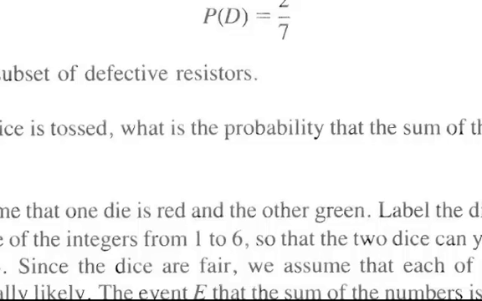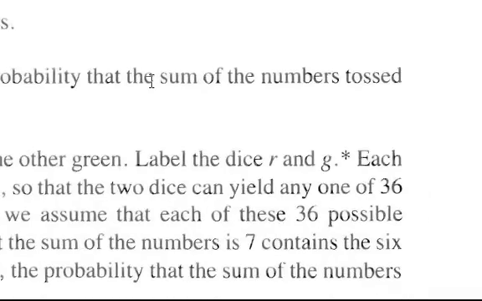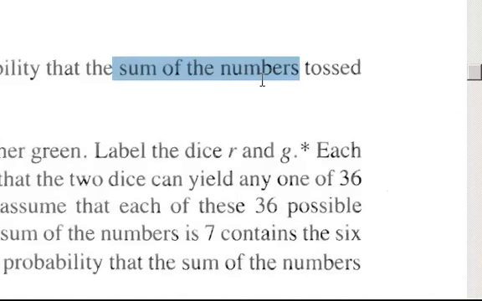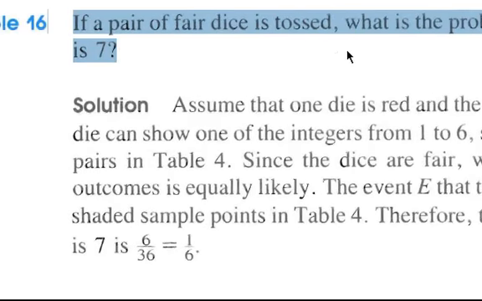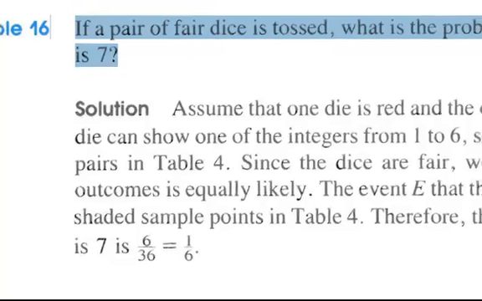Okay, if a pair of fair dice is tossed, what is the probability that the sum of the numbers tossed, the sum of the two dice, is 7? Okay, so assume one die is red and the other is green. Label the dice R and G. Each die can show one of the integers 1 to 6, so that the two dice can yield any one of 36 pairs in table 4.